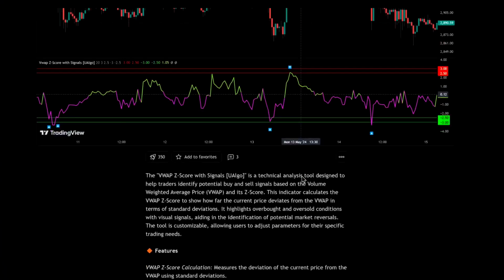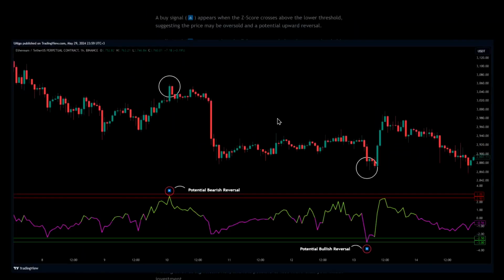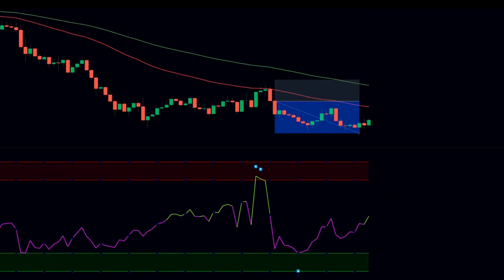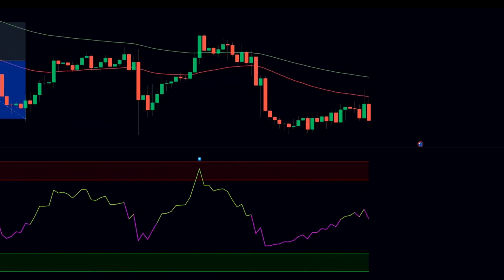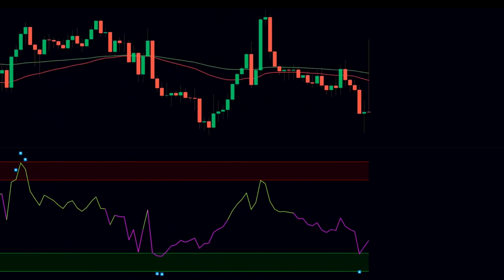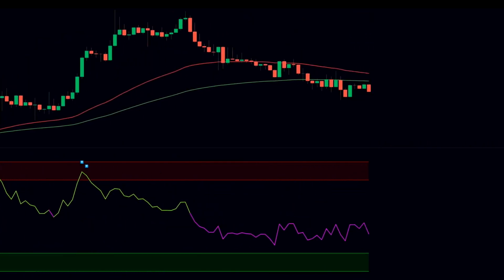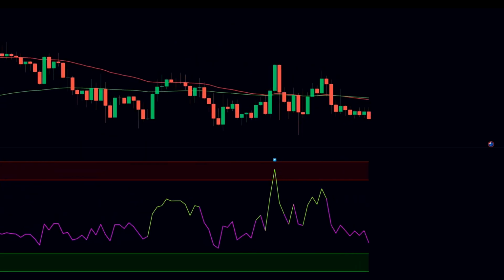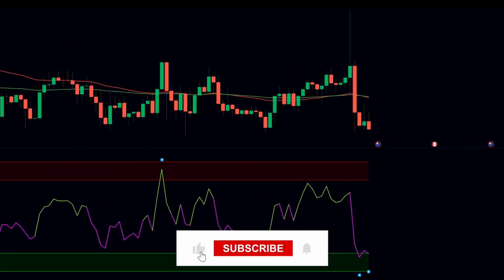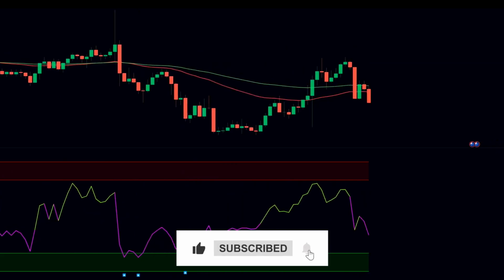The VWAP Z-Score with signals indicator uses both price and volume data to give a more comprehensive view of market conditions. By identifying significant deviations from the VWAP, you can spot overbought and oversold conditions that may lead to reversals. Combined with EMA trend analysis, it helps align your trades with broader market momentum, increasing your chances of success. That's the VWAP Z-Score with signals indicator, a powerful tool to give you an edge in the markets.